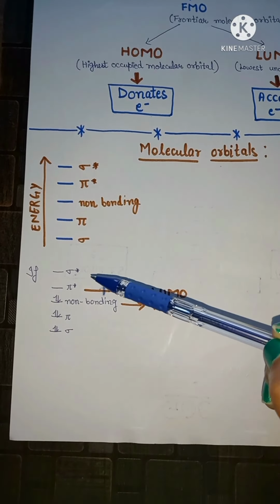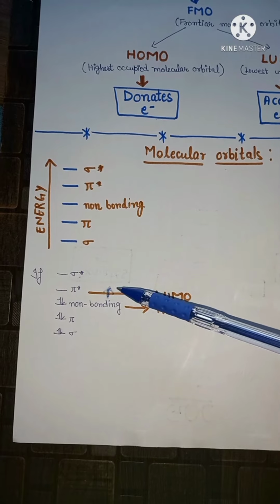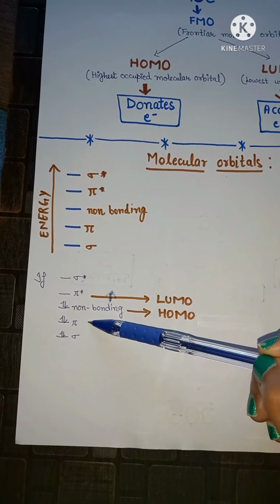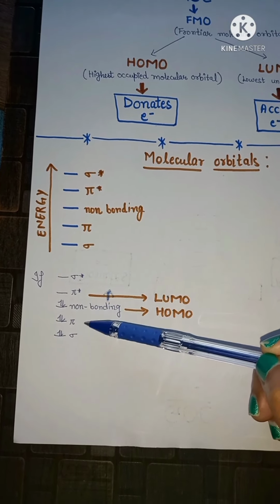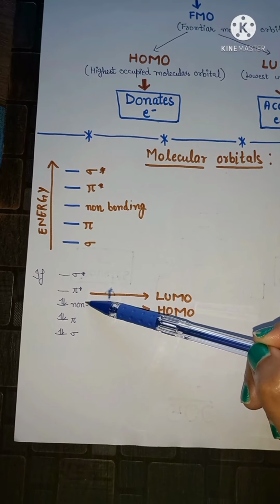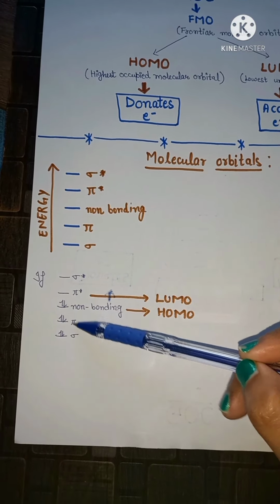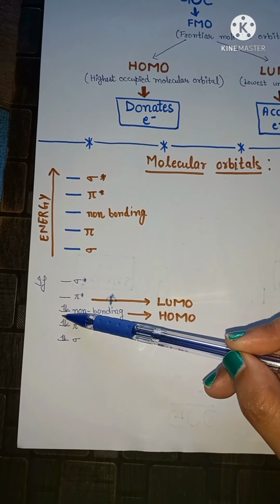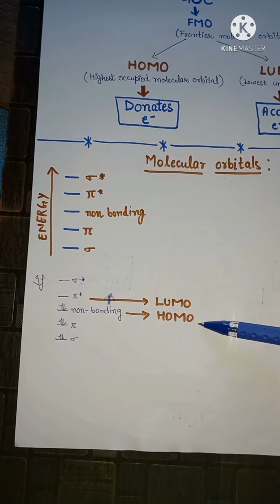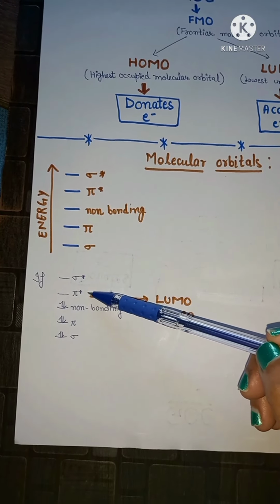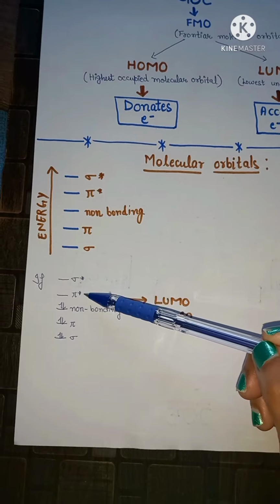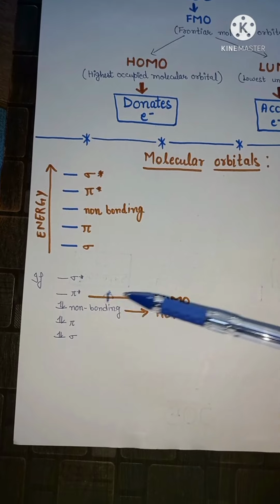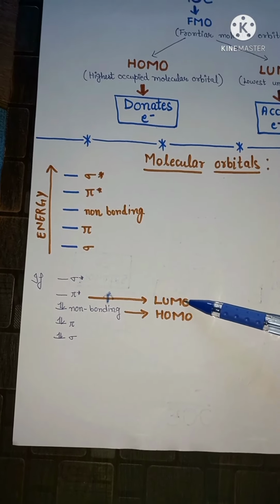If we have to consider which one is HOMO and which one is LUMO, we must consider this example. Here sigma, pi, and non-bonding molecular orbital have one pair of electrons each. Here the non-bonding molecular orbital is the highest occupied molecular orbital, so it will act as HOMO, and the pi star is the lowest unoccupied molecular orbital among sigma star and pi star, so it will act as LUMO.